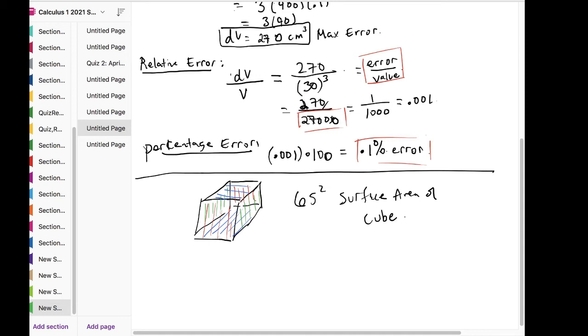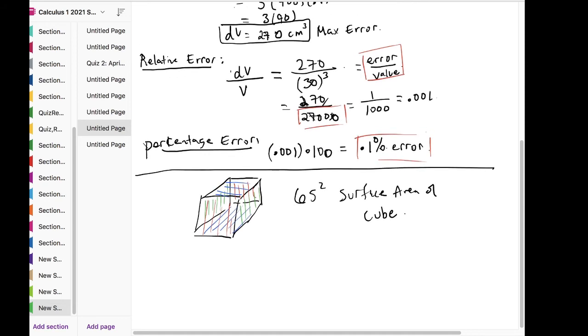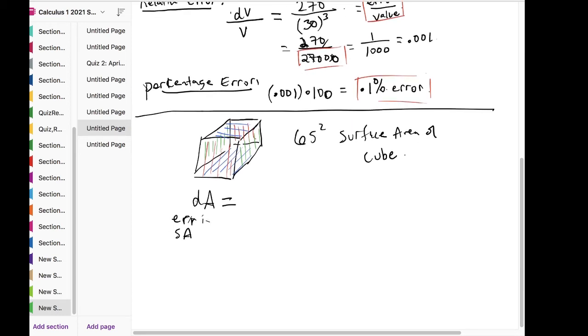Okay, so let's see how our error in measurement affects the surface area. So what is our, let's call it dA for area. What would our dA be? So this is our error in surface area. Yeah, 12s ds, right? 12s ds. And then you plug in the value.